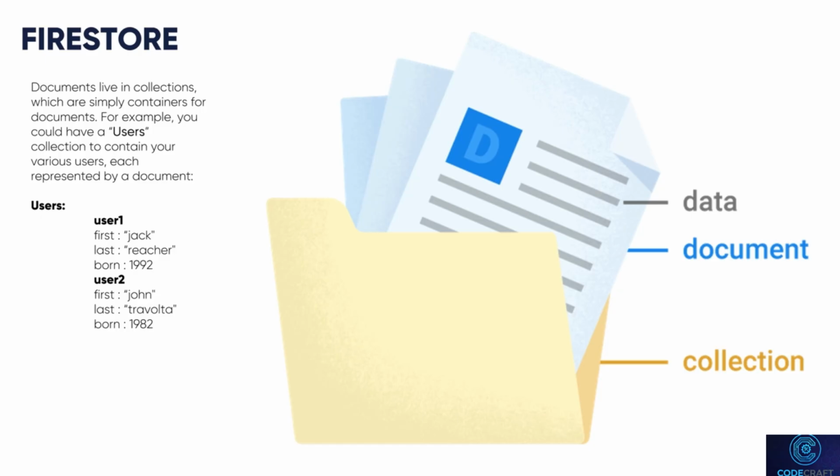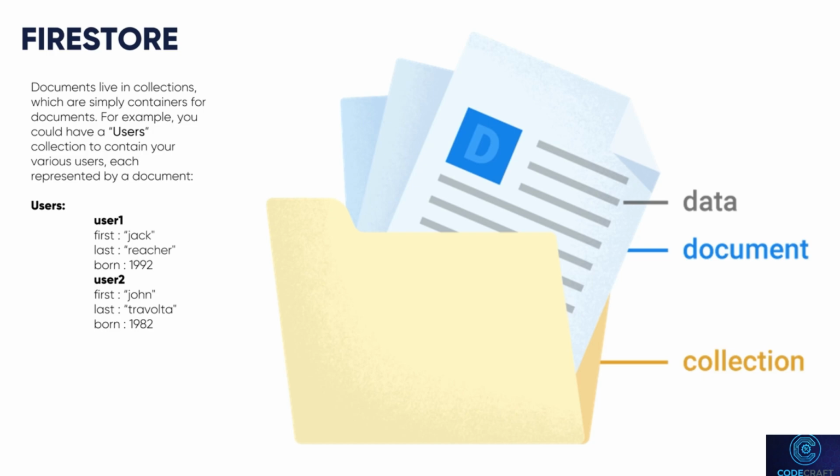For example, you might have a users collection to store profiles and a messages collection to store chat messages. Here we have the collection users to store the users: first name, last name, and their born year. The second user in the same collection is John Travolta, 1982, and so on. So users is a collection and user number one is a document. Again, guys, documents within the same collection can have different fields, and collections are used to group related documents together.